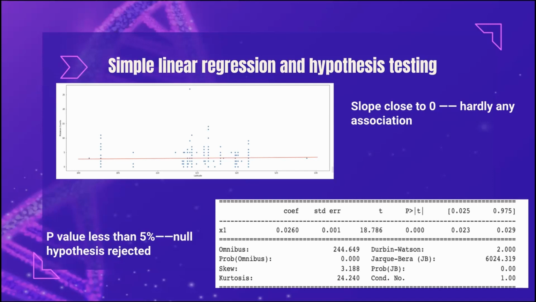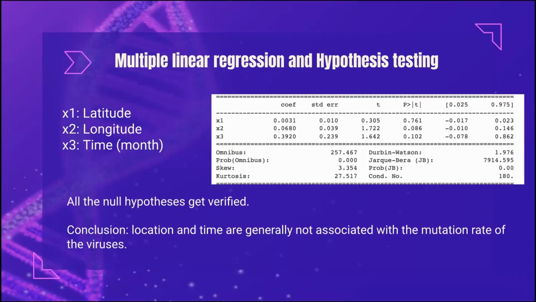To deal with the contradiction, one possible explanation is that the predictors aren't independent. For further verification, multiple linear regression might help. By repeating a similar procedure with an extra predictor, we obtained a summary consisting of 3 predictors in total. From the summary table, we found that the p-values of all 3 predictors have exceeded 5%, which verified the null hypothesis. Hence, it is highly likely that the predictors are dependent upon each other. Therefore, we may come to the conclusion that the location and the time are generally not associated with the mutation rate of the viruses. Thank you.